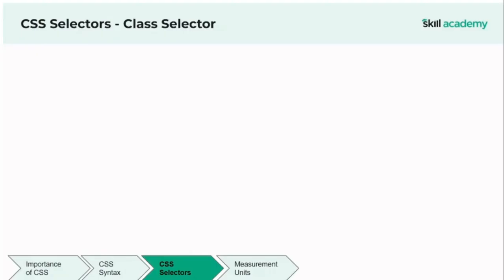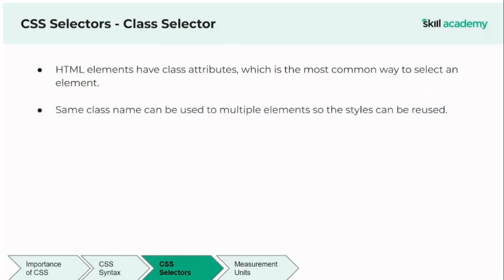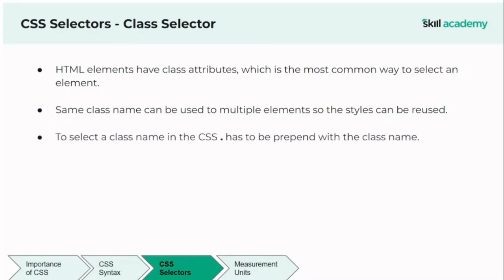So next let us see the class selector. The class names of the HTML elements are used to apply styles in the class selector. This is the most common way to apply style because multiple elements can have the same class name, and if the style is applied using the class name, it can be reused. To select the class name for styling, it needs to be prepended with the dot symbol.